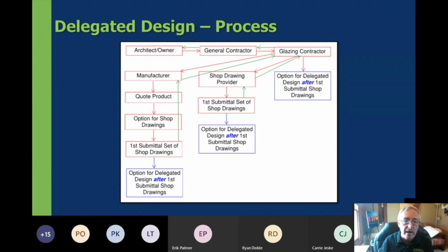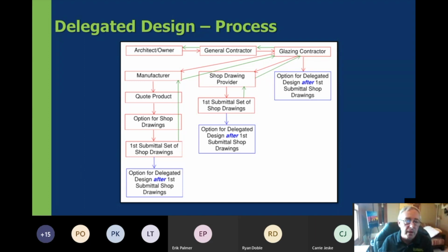The glazing contractor also has some other options for getting the delegated design process fulfilled, and that's one through a shop drawing provider. Usually they can contract out to a structural engineer to look at it, or they can contract directly with a provider like JEI, and so they look at the first submittal set of shop drawings or post submittal set of shop drawings for that delegated design process.